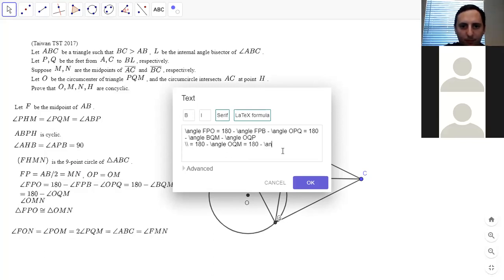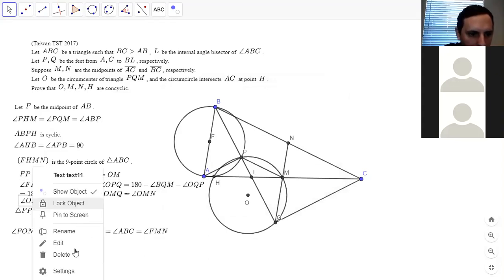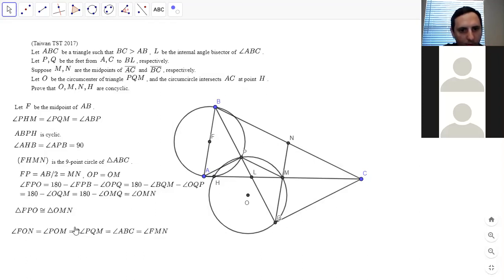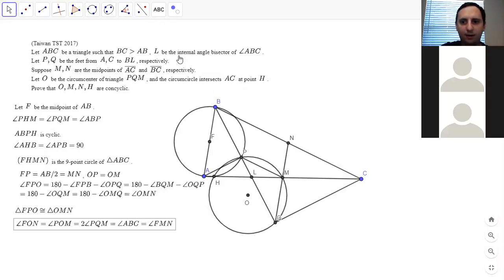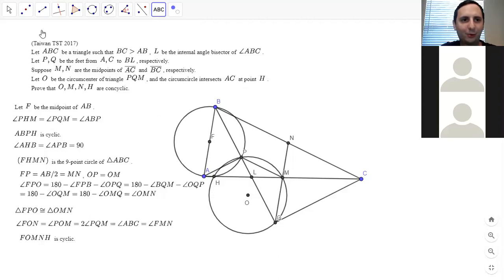All right. Thanks for spelling that all out. And then I think that does it. So FON is equal to FMN, and so that means FOMNH is cyclic. All right. Nice solution. So I'm going to move on to the next one. I'll just draw that circle.